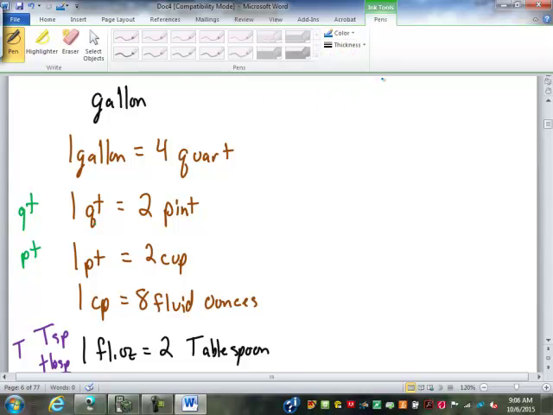There are other units out there that are bigger. Bigger than a gallon, of course, we have a barrel. Does anybody know how big a barrel is? How many gallons are in a barrel? A little bit larger than that. It's actually 31.5.